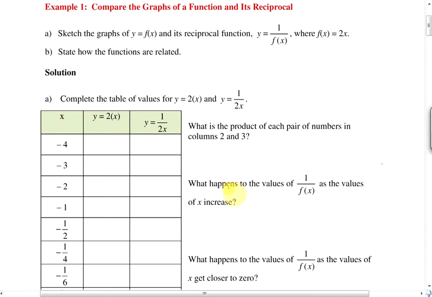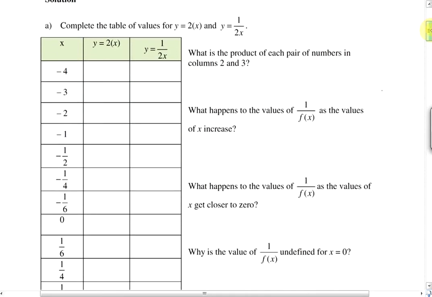Okay, example 1, compare the graphs of a function and its reciprocal. We're going to sketch the graphs of y equals f of x and its reciprocal function y equals 1 over f of x, and the function we're going to take a look at is where f of x equals 2x. And then we're going to take a look at how the functions are related. So we'll start by completing a table of values.